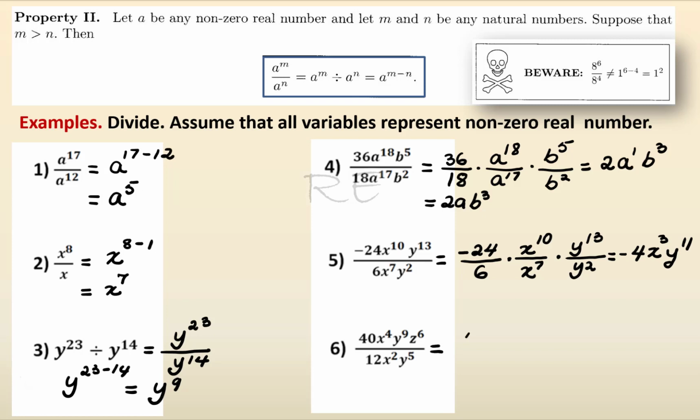Separate 40 over 12, x to the 4th over x to the 2nd, y to the 9 over y to the 5th, and then z to the 6 over 1.